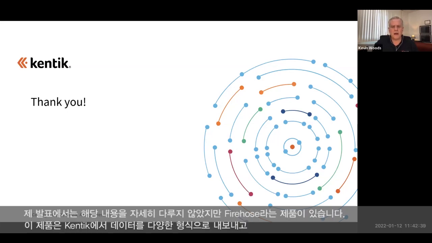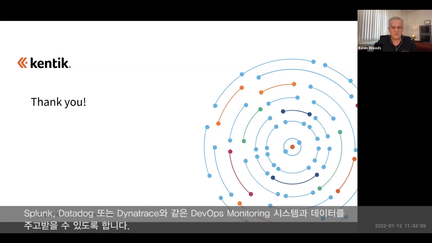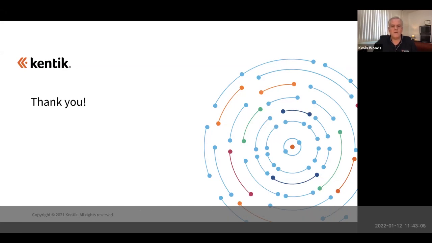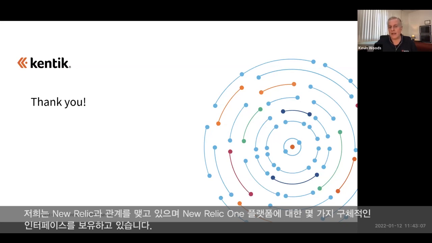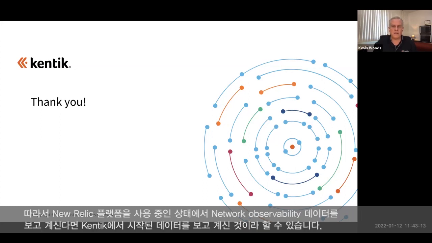I didn't touch on this much in this presentation, but we have a product called Firehose that exports data from our data platform in a big variety of formats and can be sent to or ingested by DevOps observability systems like Splunk or Datadog or Dynatrace. We have a relationship with New Relic, and we have specific interfaces for the New Relic One platform. So when you are in the New Relic platform and you're looking at network observability, you're looking at data that originated with Kentik.